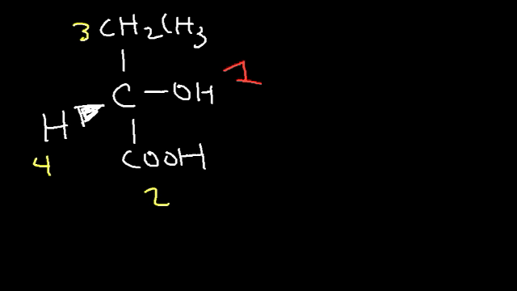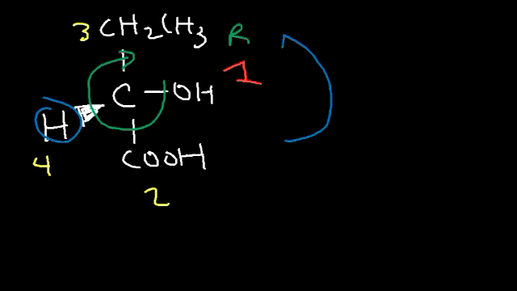So you would count it from 1 to 2 to 3. Ignore 4 as you go from 1 to 2 to 3. So this appears to be R because we're rotating it clockwise. However, because H is in the front, you need to reverse it so that H will be in the back, and so the proper designation is S. So before you determine if it's R or S, make sure that group number 4 is in the back. If it's in the front, you have to reverse it.